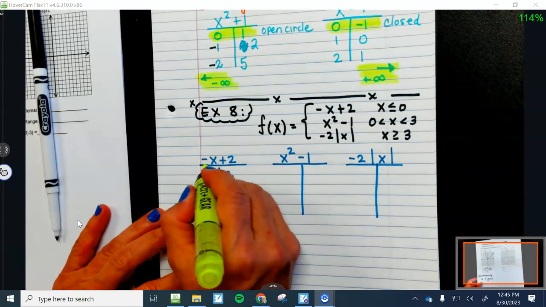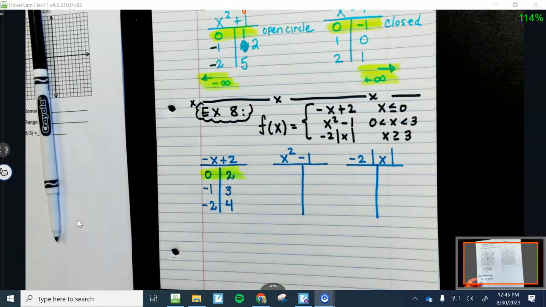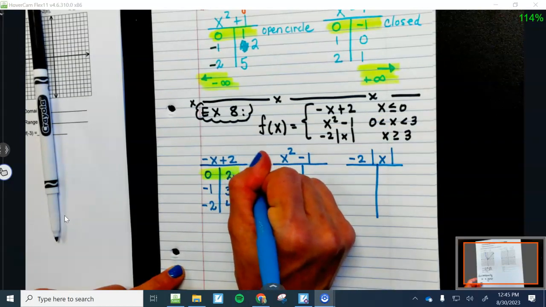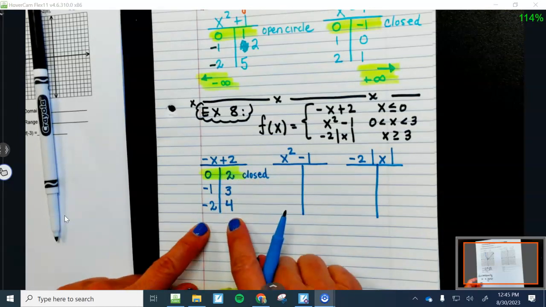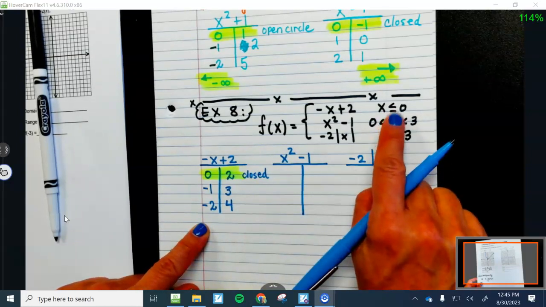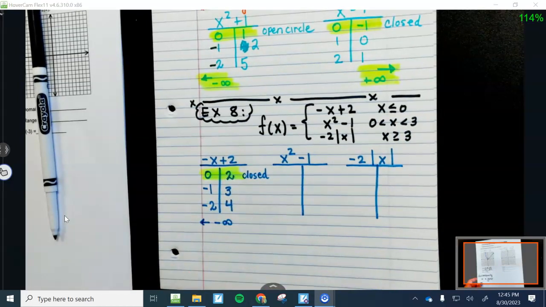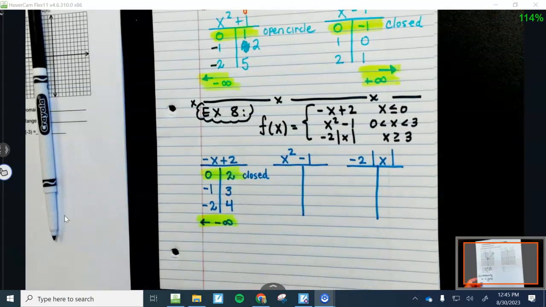Here's the beginning. Is that going to be an open or a closed circle? It is definitely closed. How is this graph going to end? How is this piece going to end? Negative infinity. Very good. And we're talking about x values, by the way. The x values are going to go on to negative infinity.